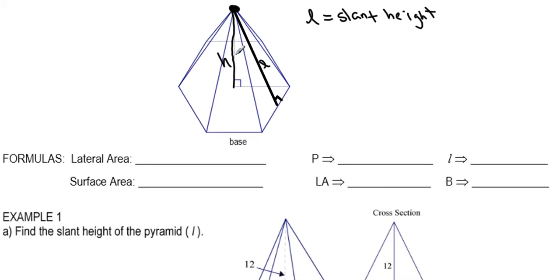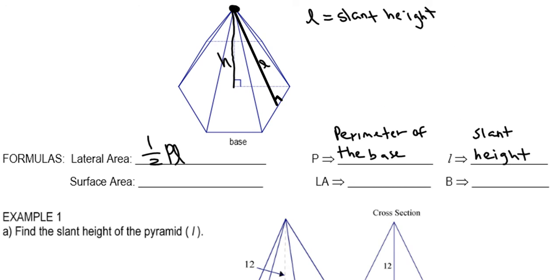The lateral area is finding the area of all of the lateral faces. So if we find the lateral area, we're finding the area of all of this except for the base. The formula is half of the perimeter of the base times the slant height. So P stands for the perimeter of the base, and L stands for the slant height.